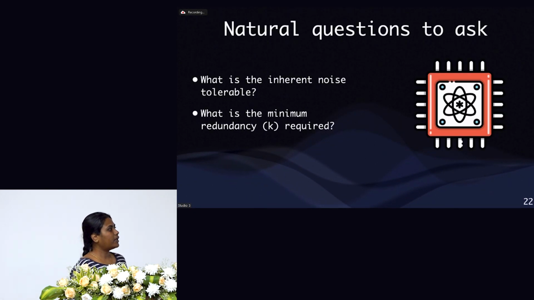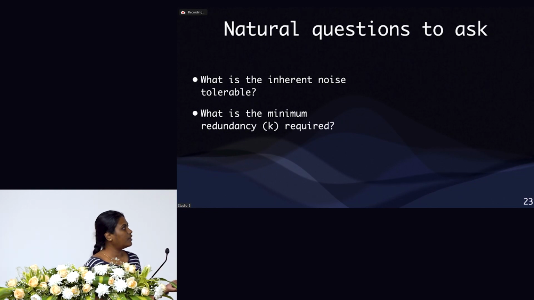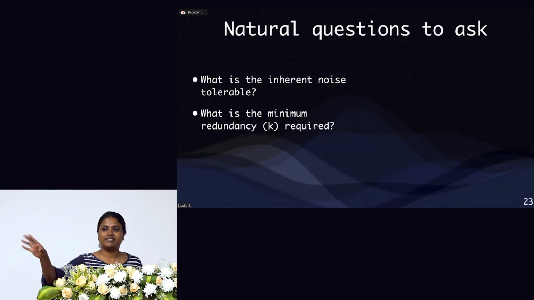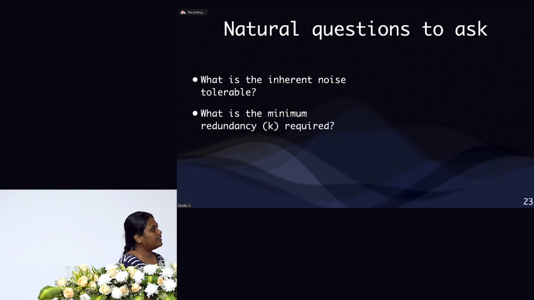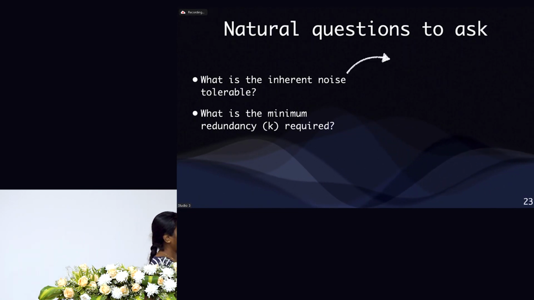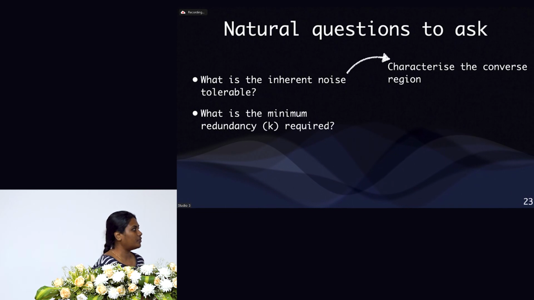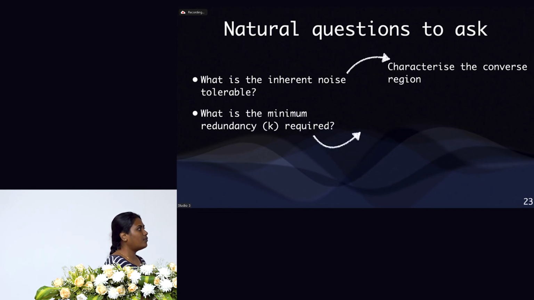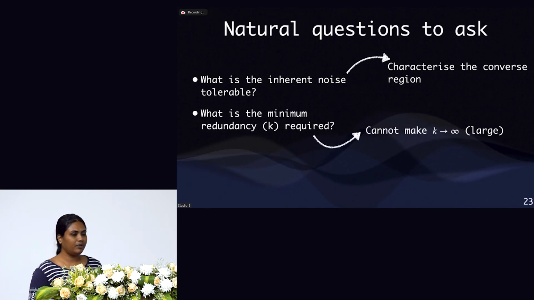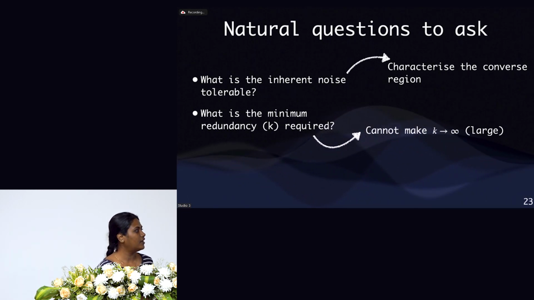If I try to implement a quantum computer, what are the questions that I will ask? As I already mentioned, we need to understand what inherent noise is tolerable by the quantum computer. That is, we have to avoid the Converse region, where I cannot find it. And then, what is the minimum redundancy required, or what is the minimum number of people required to search for the needle? To answer the first question, we have to characterize the Converse region, the red color region that I showed. And to answer what the minimum redundancy required is, we cannot take the number of people available to infinity, because we do not have that many people according to the current technology. We do not have that many qubits, right?